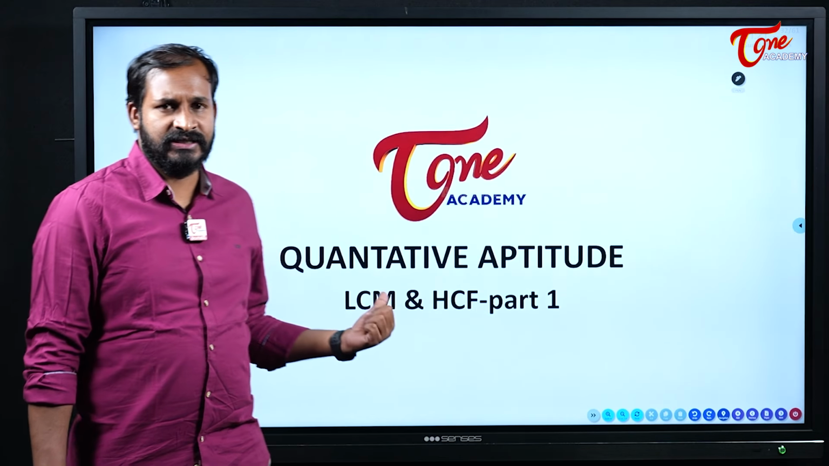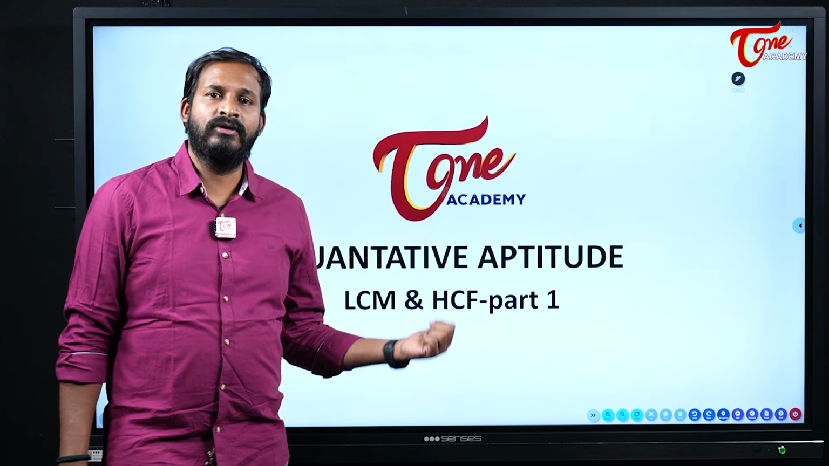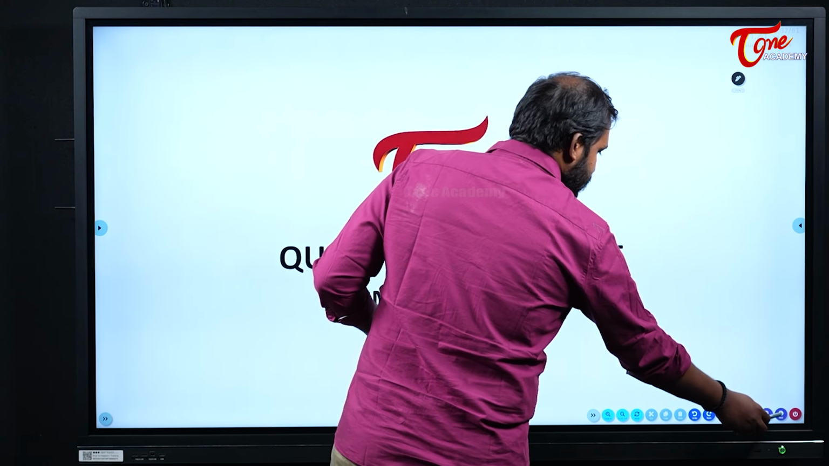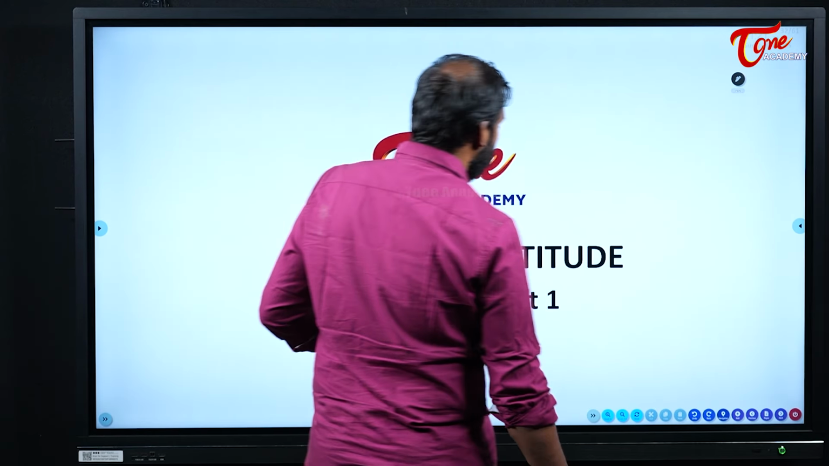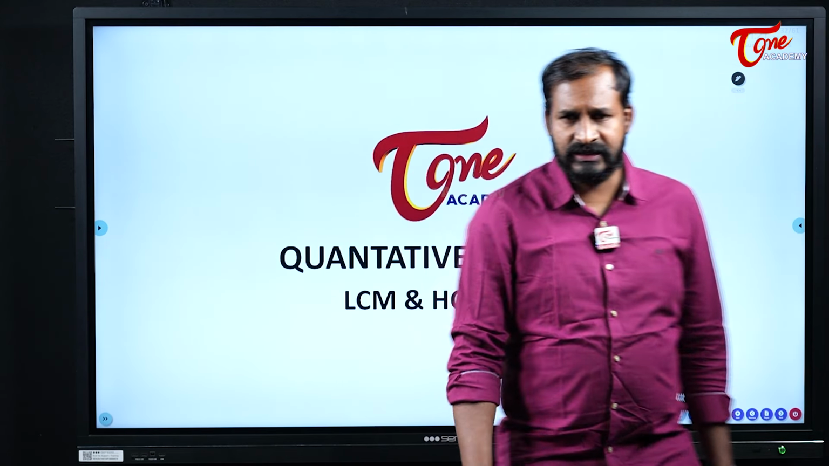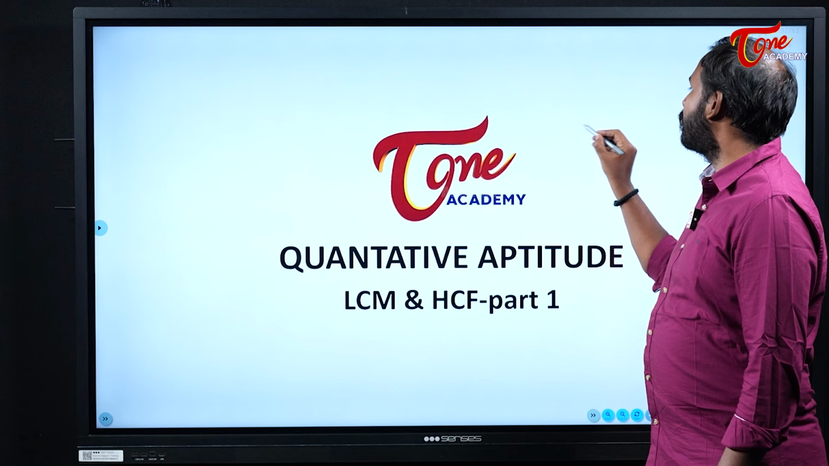So, in today's session, we will learn about LCM and HCF. Now, what is this LCM and HCF? We should know what this LCM and HCF is. Now, we all know very basic things. LCM means what? Least common multiple.